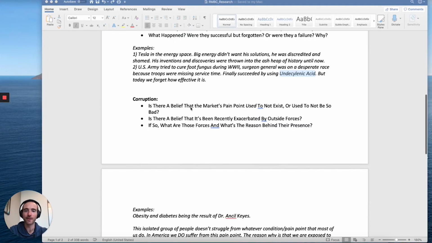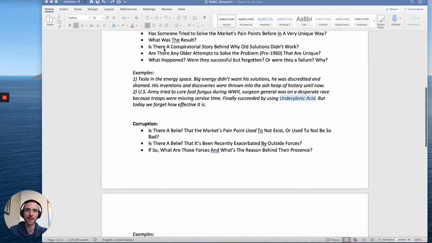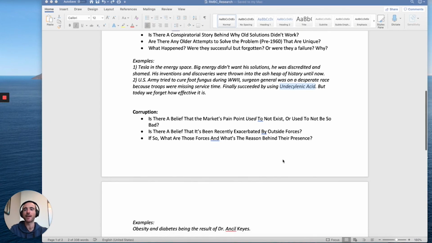Okay, cool. And then the last one here is going to be corruption, which kind of ties up the curiosity component of the conspiratorial story and things like that. But really, it's this idea, more specifically, that the market's pain point used to not exist, or it used to not be so bad, right? If there's a belief about that, it's really valuable. And is there a belief that it's been recently exacerbated by outside forces? And if so, what are those forces, and what's the reason behind their presence?